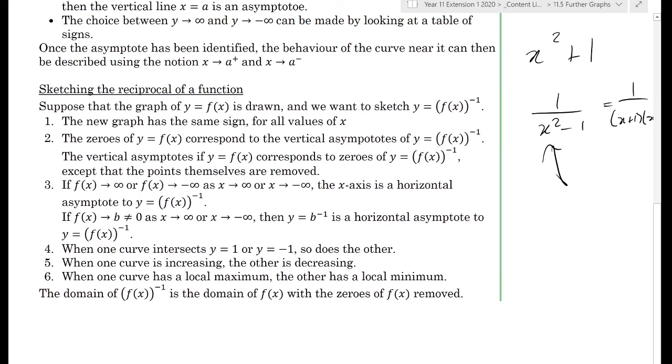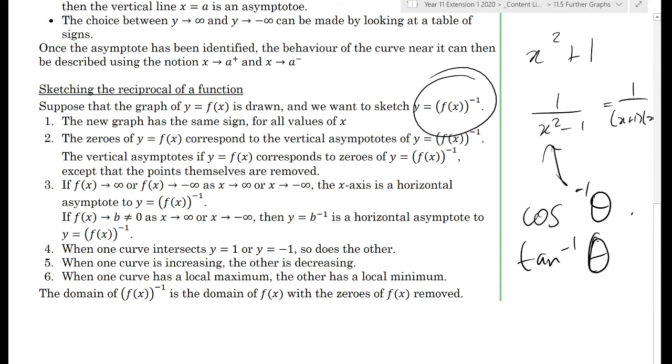When we sketch, we suppose that the graph of the function y equals f of x is drawn and we want to sketch the inverse. Remember inverse? You may remember inverse cos, inverse tan. Inverse functions have this little minus 1 here. So the inverse of a function is given as f of x to the negative 1. So that's the inverse, so that's the reciprocal.